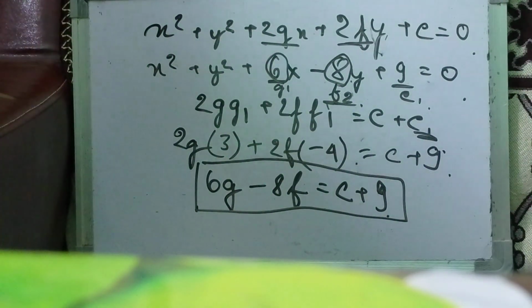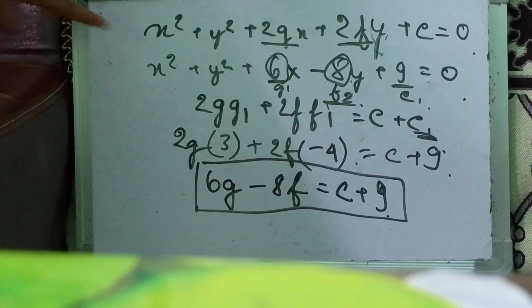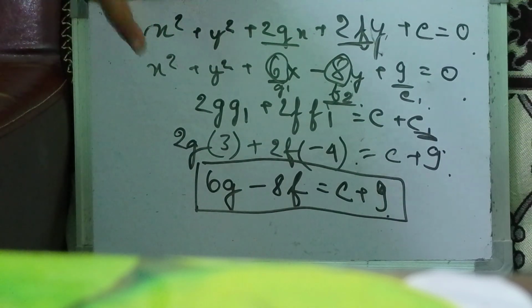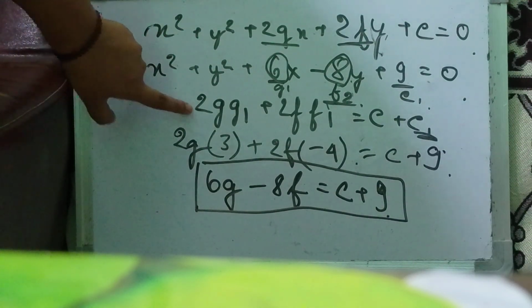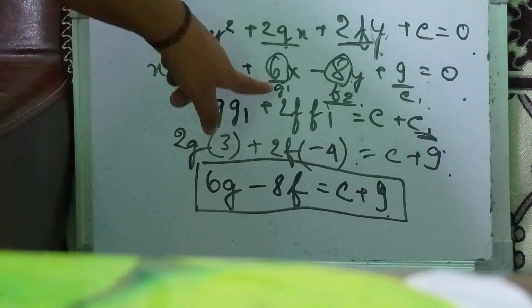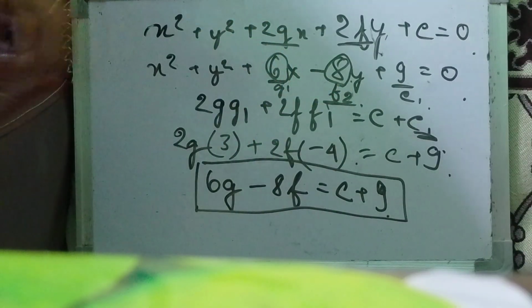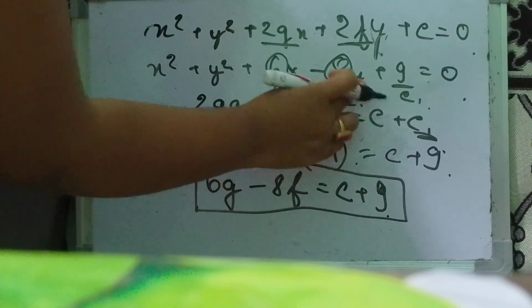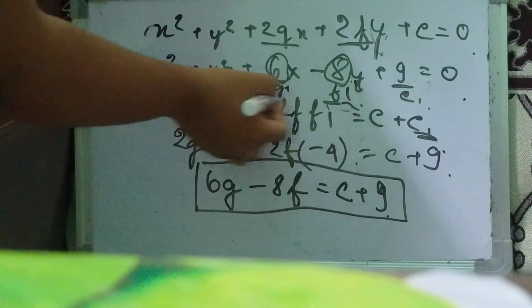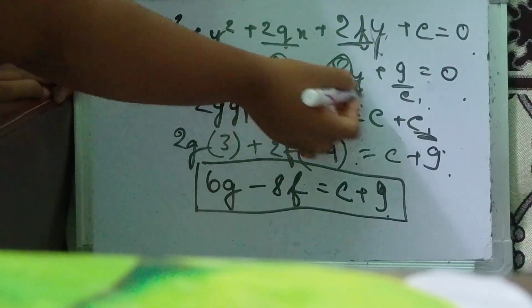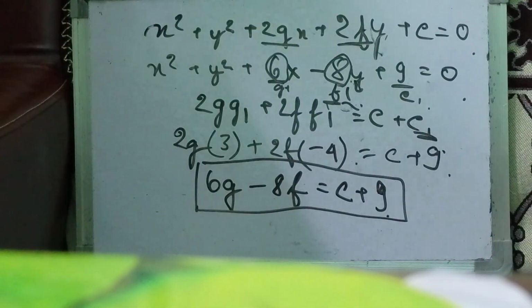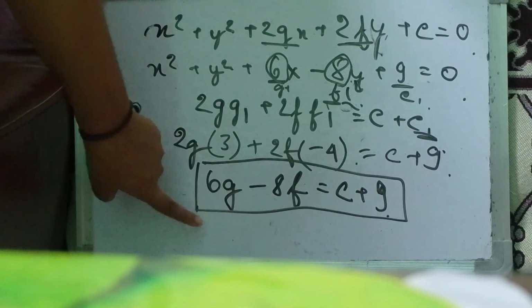So note it down. When two equations are given and it is said that they are orthogonal to each other, means they cut each other orthogonally. So this will be the formula: 2g into g1 plus 2f into f1 is equals to c plus c1, where g1 and f1 can be easily found from this equation, and c1 can also be easily found from this equation. And this is the final equation of orthogonality.